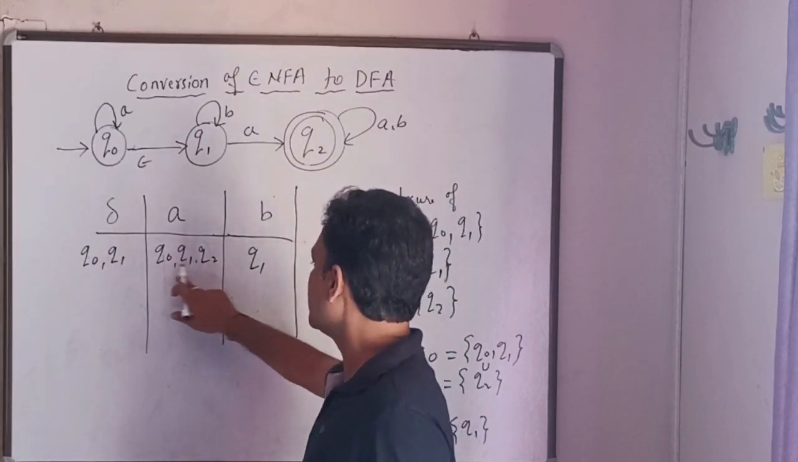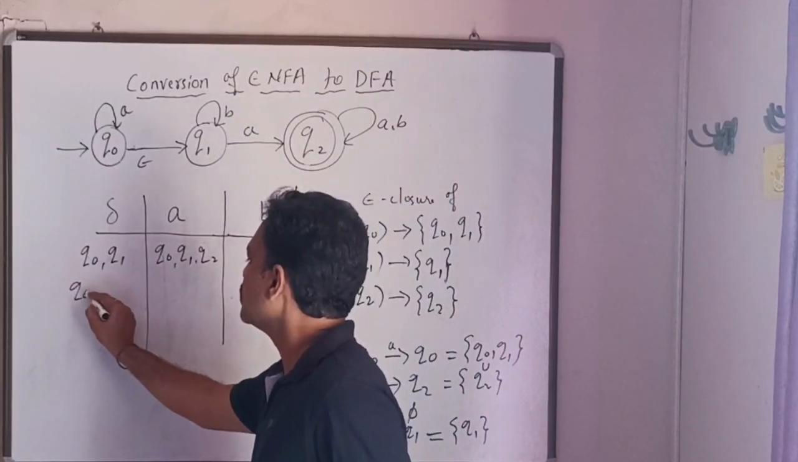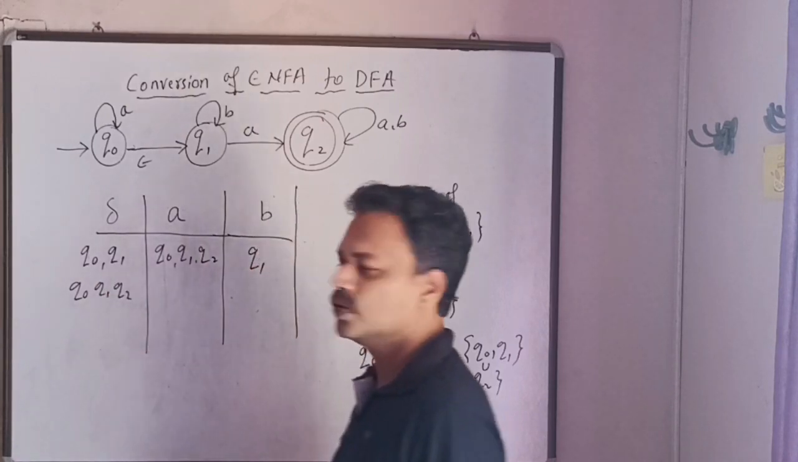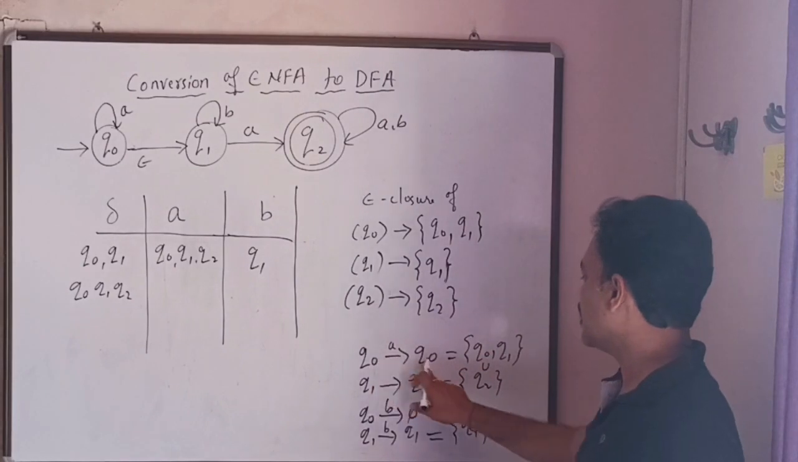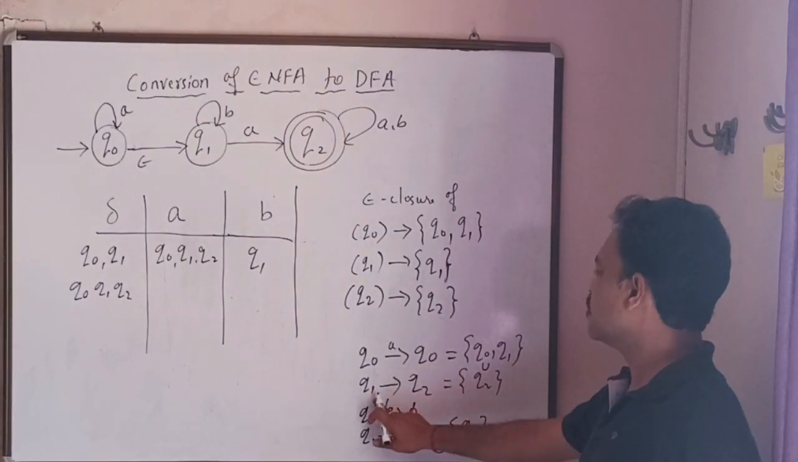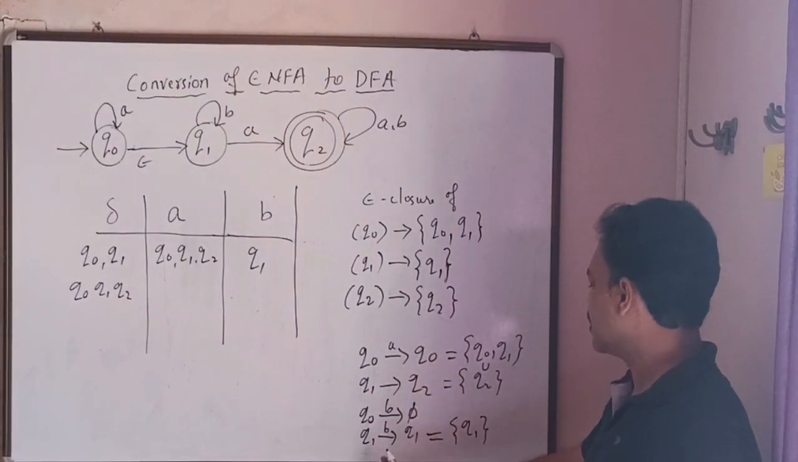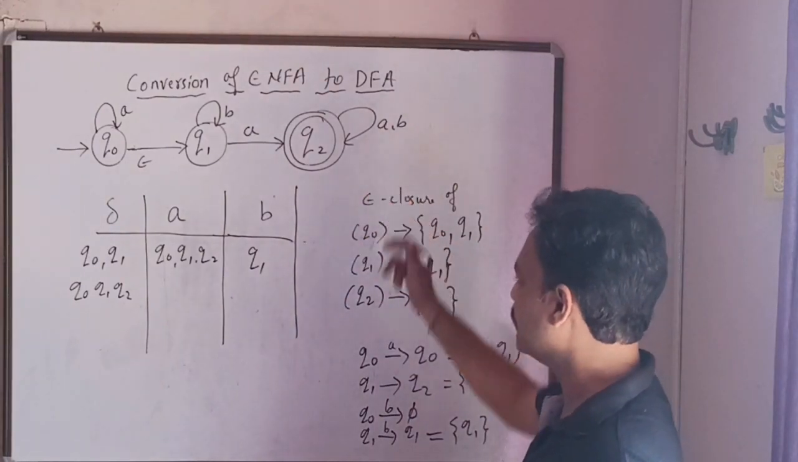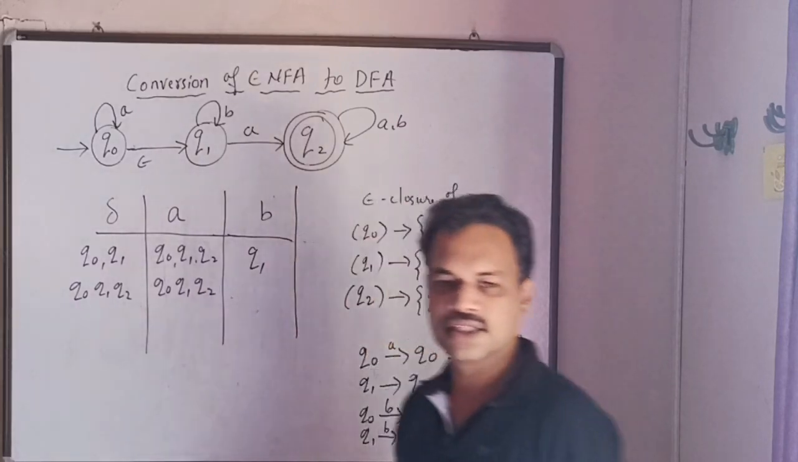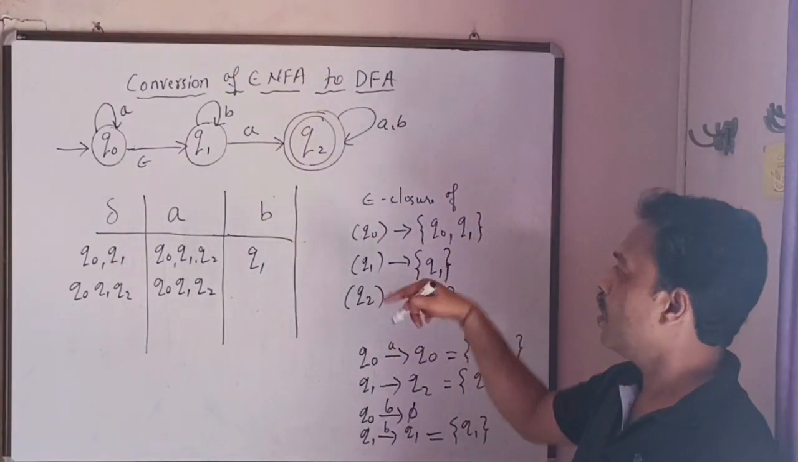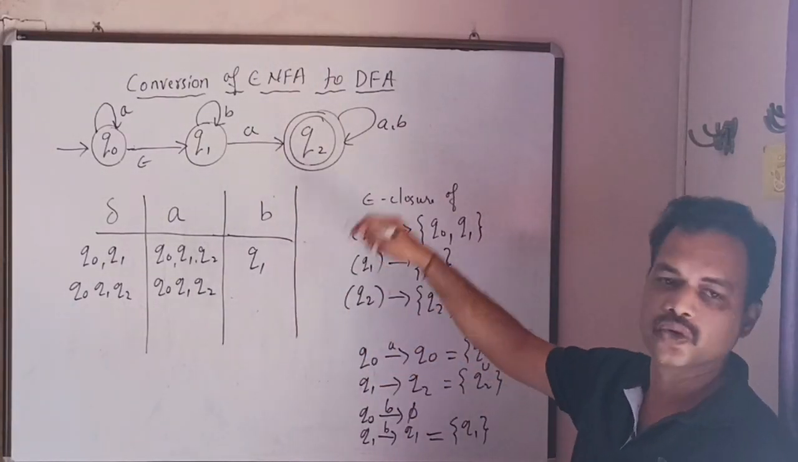We have a new state here. That is Q0, Q1, Q2. Find out Q0, Q1, Q2 on A. Already we know Q0 on A is Q0, Q1 on A is Q2, and Q2 on A is Q2 itself. So we get union of all these states. So Q0, Q1, Q2 on A is Q0, Q1, Q2 itself.